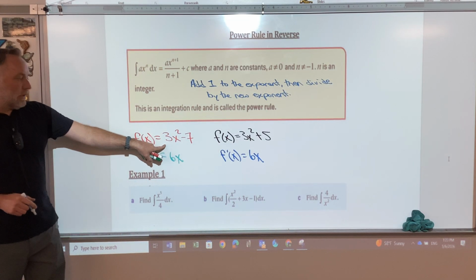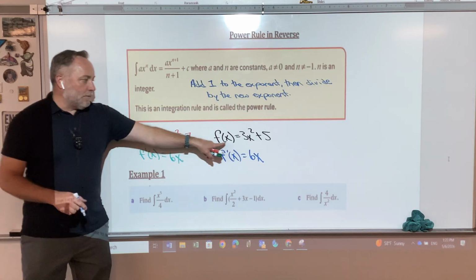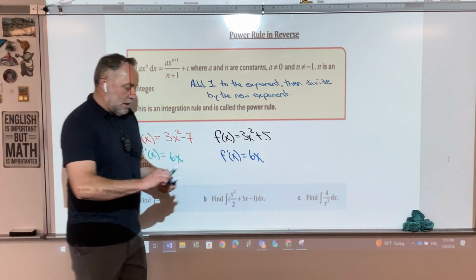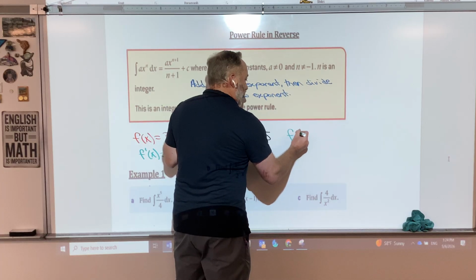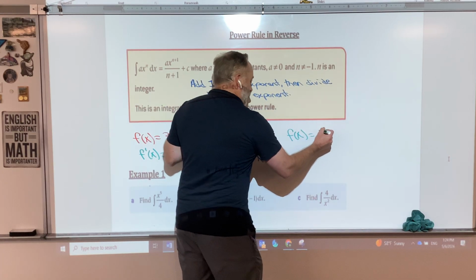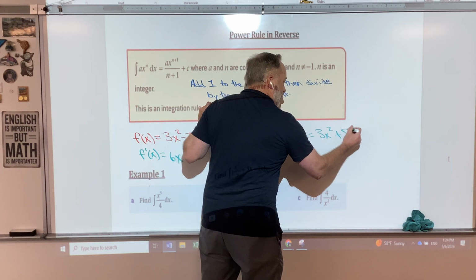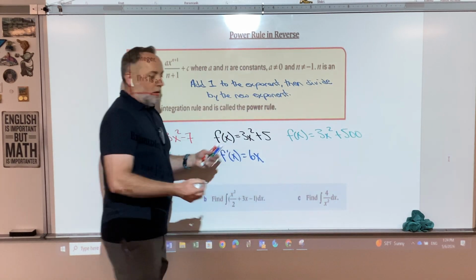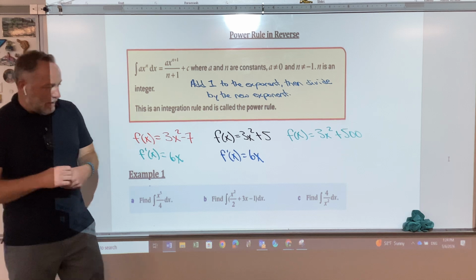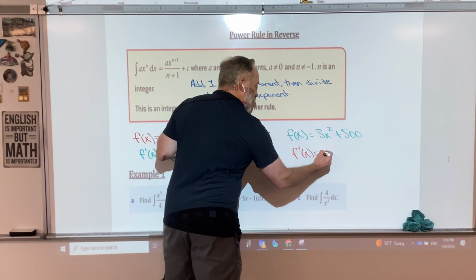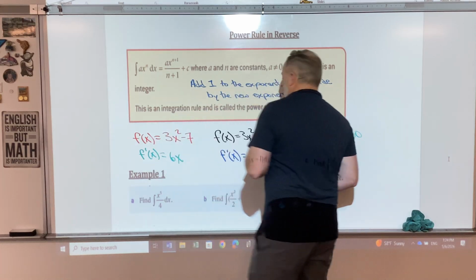So the derivative of what's written in red and what's written in black are the same thing. We could go one step further. Let's say f of x was equal to 3x squared plus 500. What's the derivative of that? 6x, right? So f prime of x is equal to 6x.